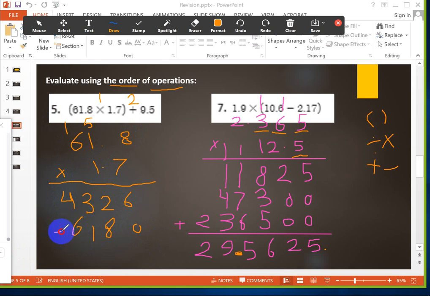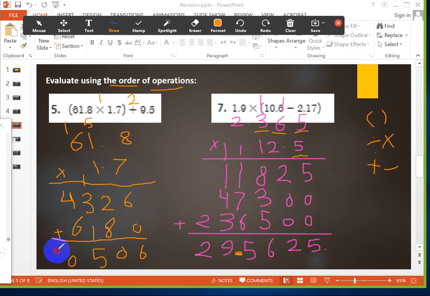Now I will add the numbers as we learned. 6 plus 0 equals 6. 2 plus 8 equals 10. I will put 0 here and 1 above the 3. 1 plus 3 equals 4 plus 1 equals 5. 4 plus 6 equals 10.